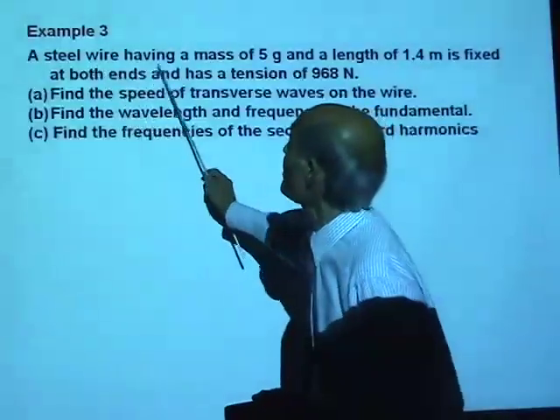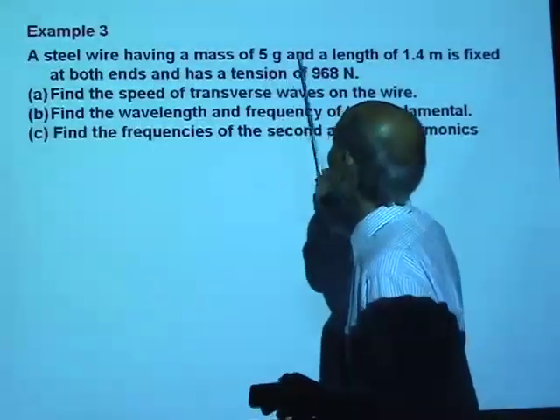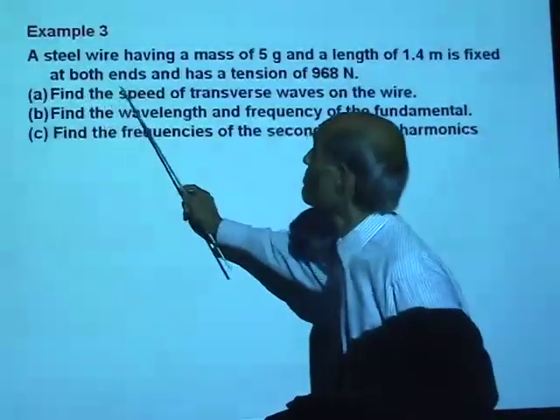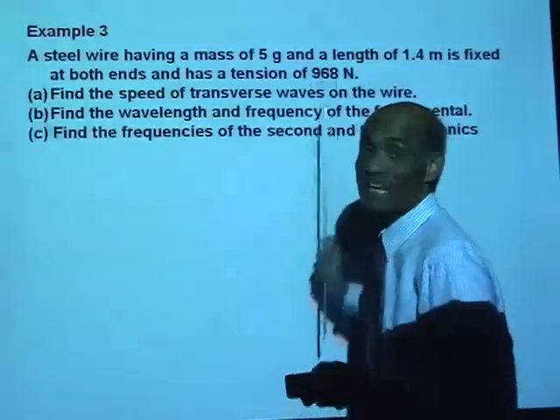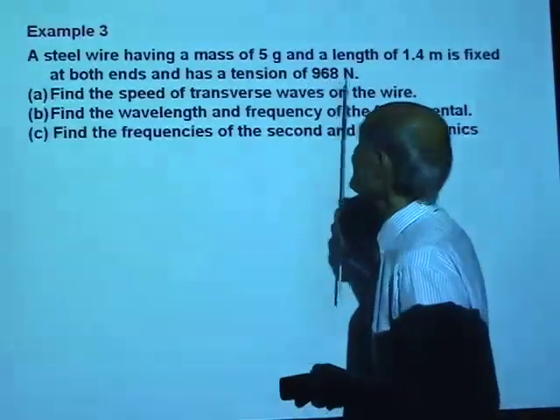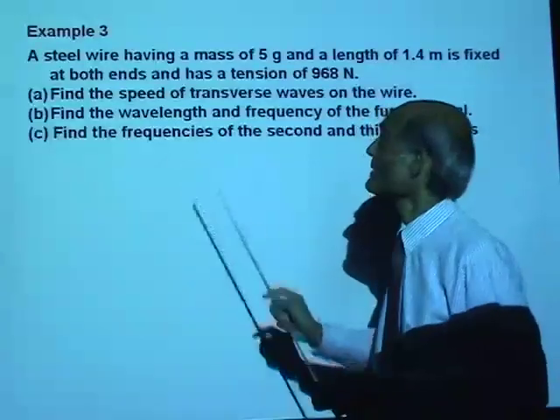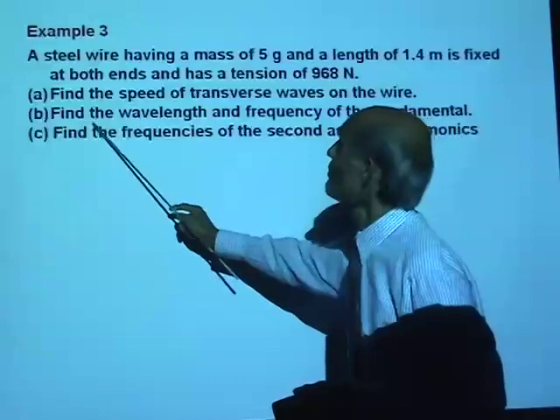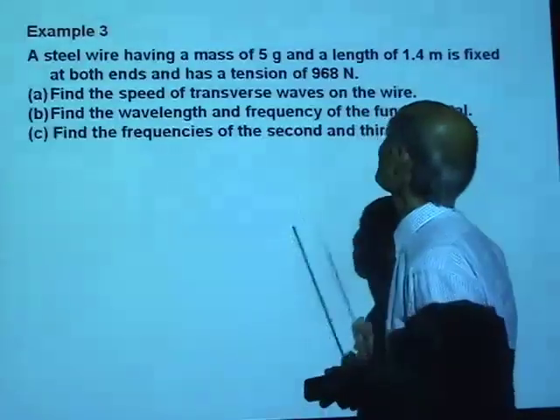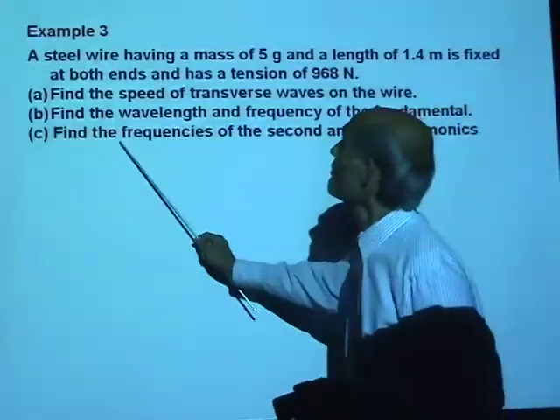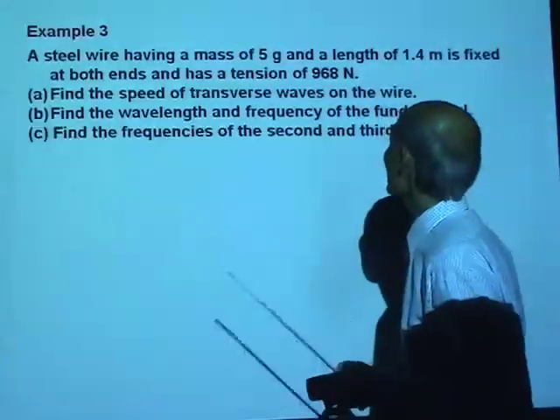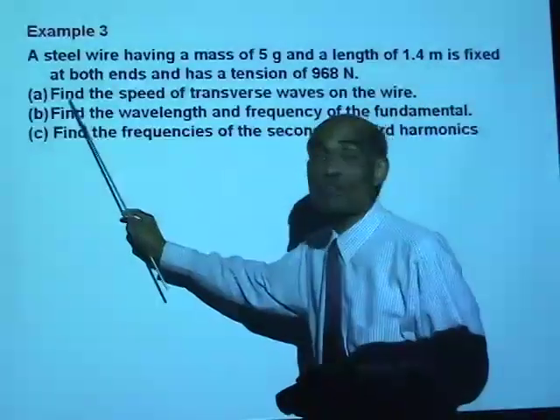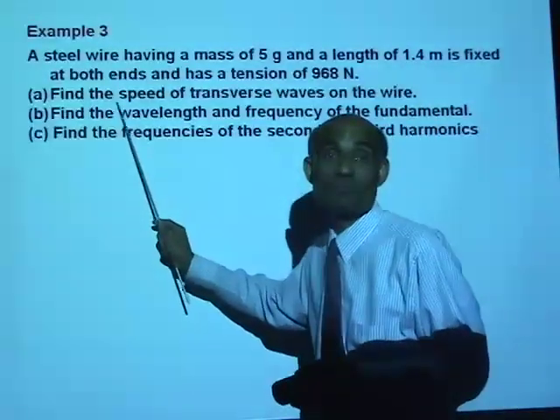A steel wire having a mass of 5 grams and a length of 1.4 meter is fixed at both ends and has a tension of 968 newton. Find the speed of transverse waves on the wire. Find the wavelength and frequency of the fundamental. Find the frequencies of the second and third harmonic. Well, this is old story. We have been doing problems like this.